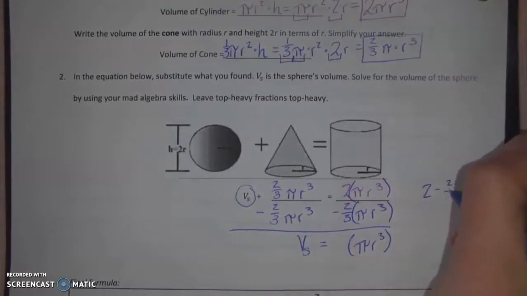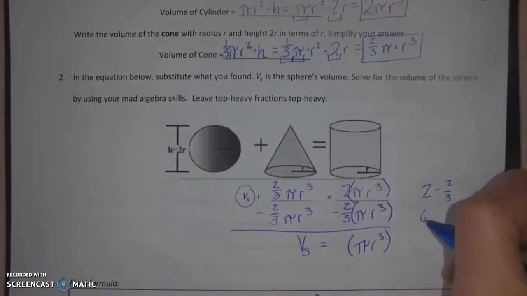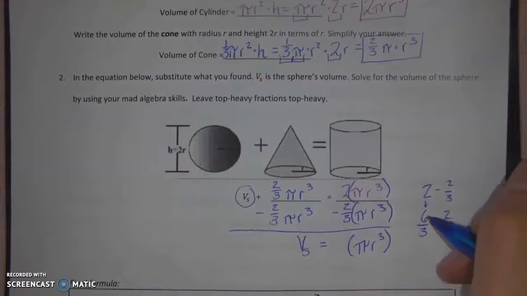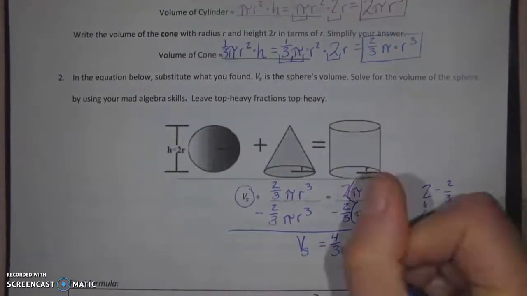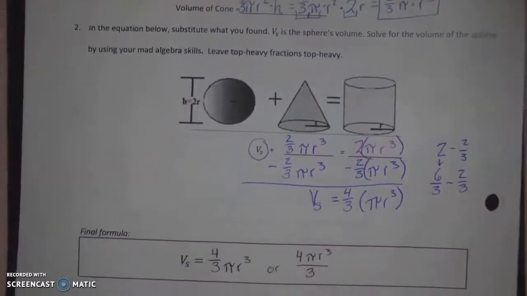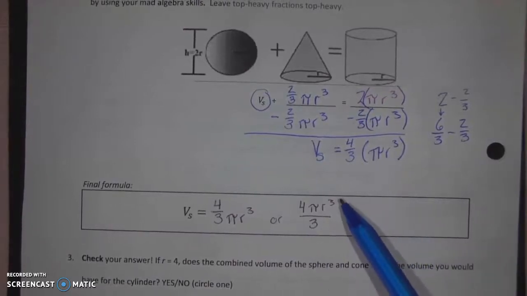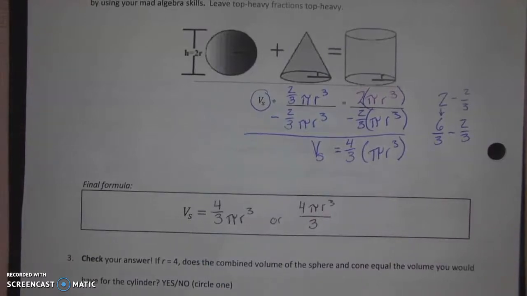Let's quickly solve that off to the side here. Don't forget, turn it into a top-heavy fraction, so I end up with 2 times 3, which is 6 over 3. So that's another way of writing that. Minus 2/3. And here, since the denominator is the same, I can now do 6 minus 2 over 3 to get 4/3. And that is my final answer, 4/3 pi r cubed. I can write this 2 different ways: as 4/3 pi r cubed, or as 4 times pi r cubed over 3. And both of those will give me the volume of a sphere.